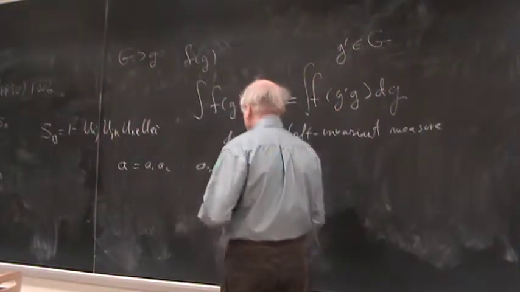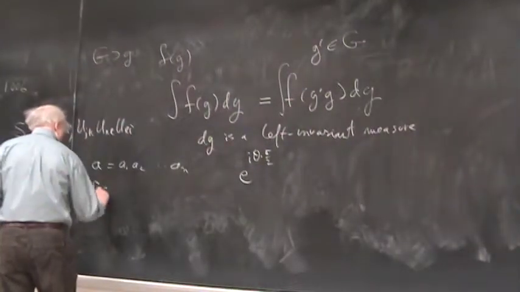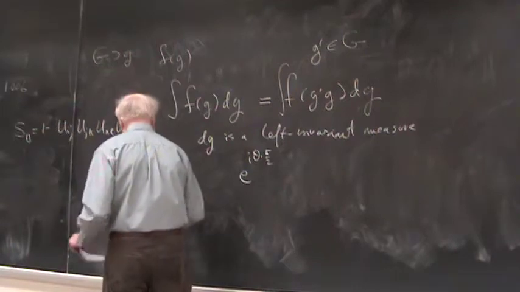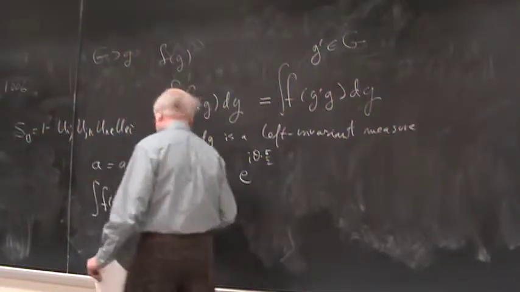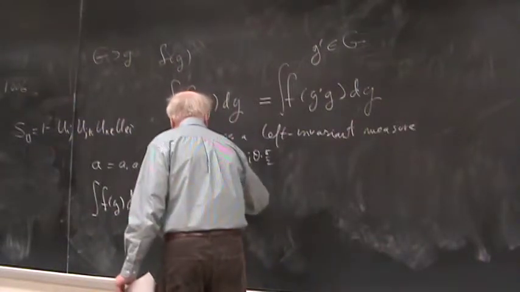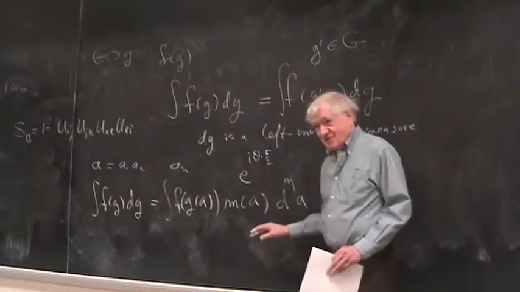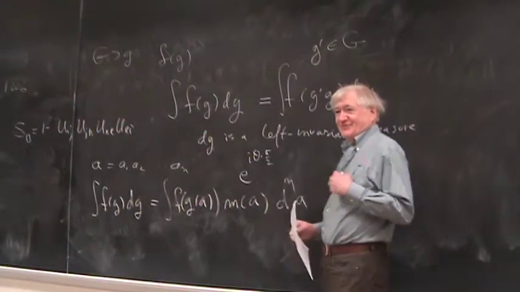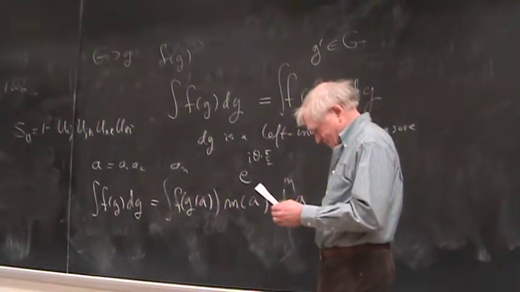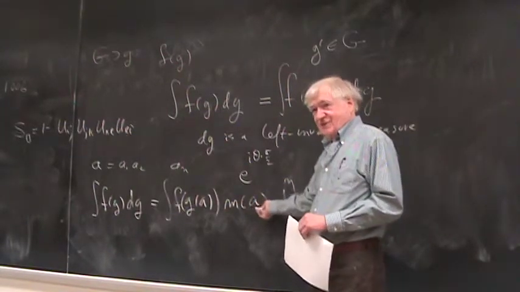That's the idea. And so this integral of f of g dg is going to be the integral of f of g of a, where a labels the group element, and then a measure, m of a, and then dn a, not to be confused with the genome. M of a is the measure. I wrote it here as just dg, but now I'm getting serious and I'm going to try to compute it.